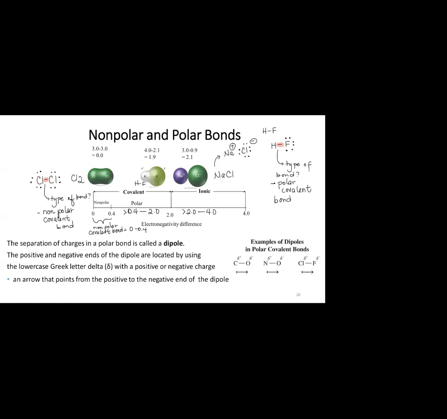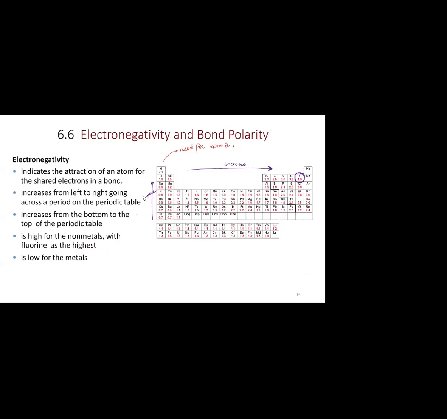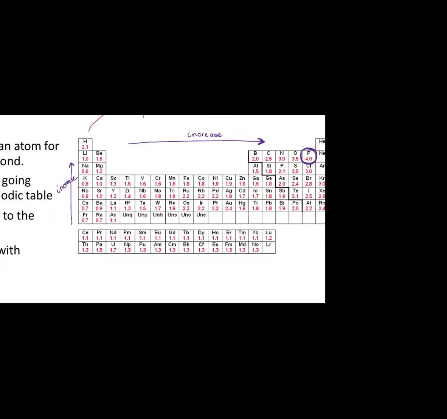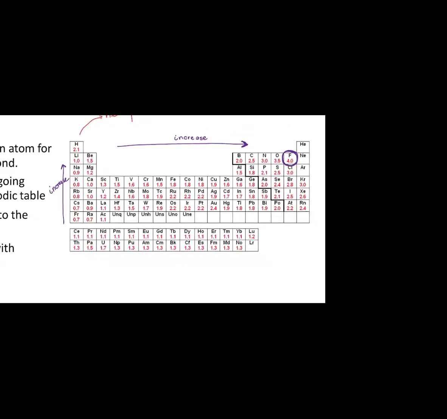Professor, I have a question. Yeah, go ahead, Thea. So where did you get the numbers like 4.0, 2.1, 3.3, 3.0? Like where can I locate that in the periodic table? Right there. Gotcha, I just missed those numbers.